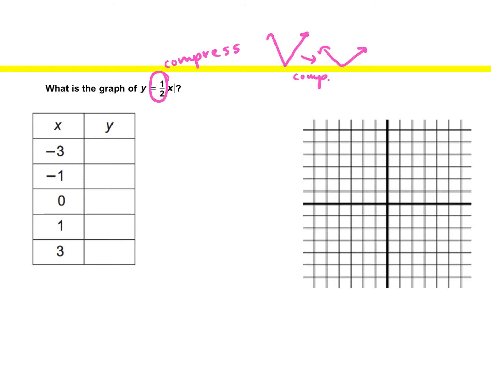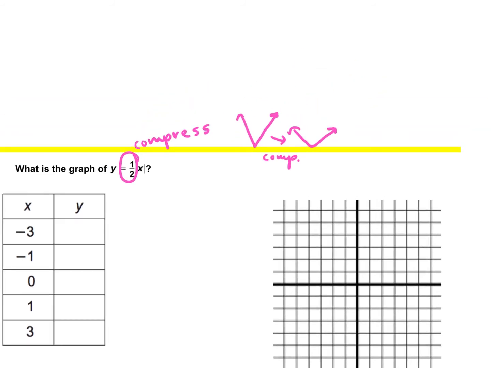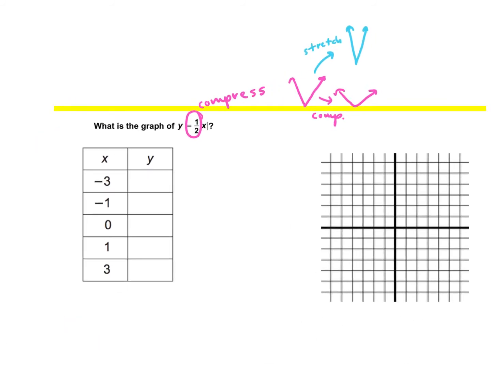An example of a stretch, so if we multiplied by a number greater than 1, would make it taller and skinnier, so it would be like that. So this would be a stretch. So just think like compressing, you're compressing it down, stretching, you're stretching it up. So here we have a compression.